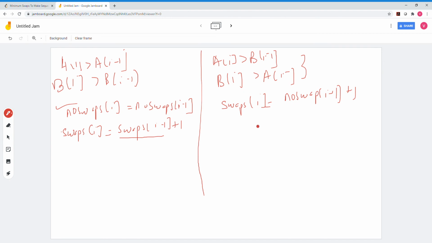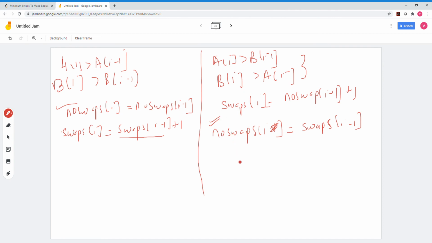ith position itself. Now let's say no swaps of i, which means I'm not swapping at the ith position, which means I have to swap at the i minus 1 position and make it strictly increasing until the i minus 1 position also. So it will simply be swaps of i minus 1. Let me give a detailed explanation for this, as I think I fumbled a little.